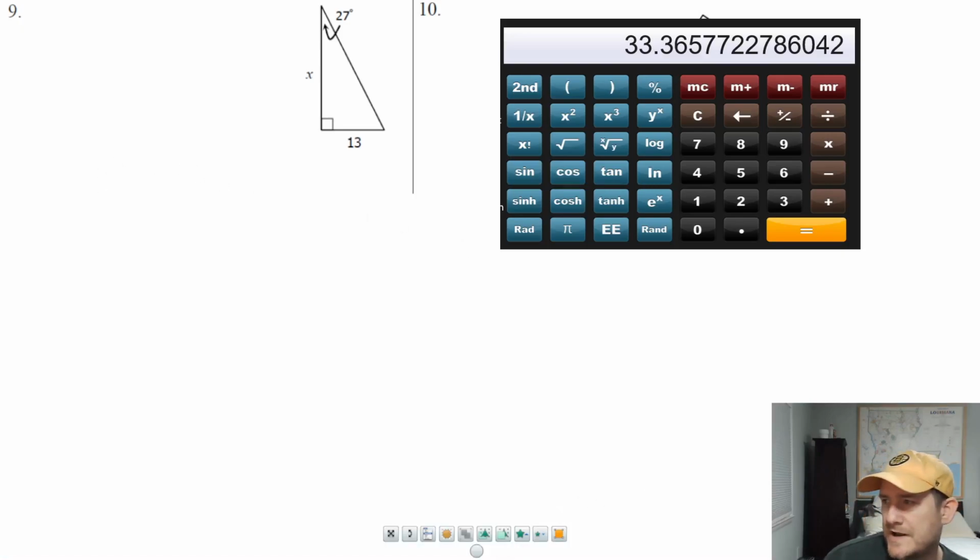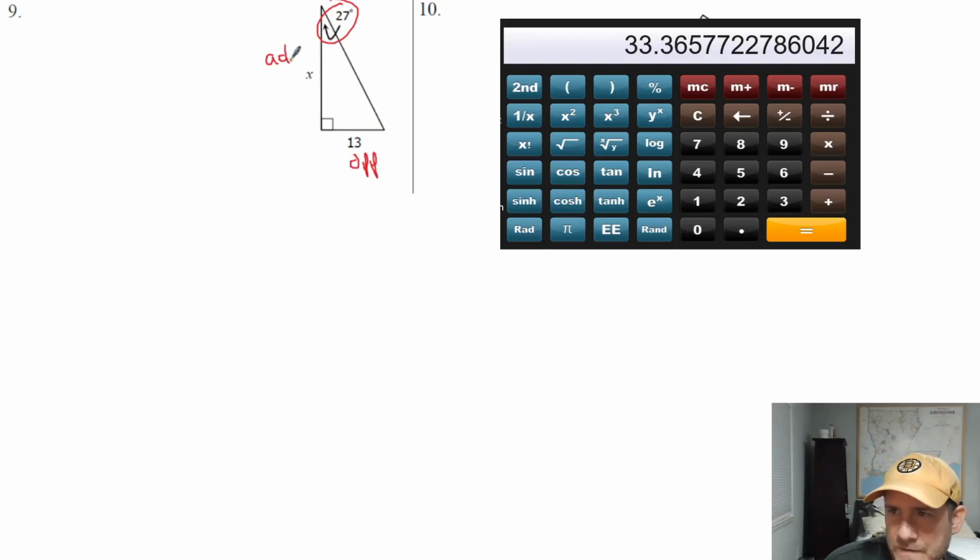Alright, so for number 9, again, mark the angle that you're really using. We're using this acute angle up top. That means the 13 down here is opposite. That means the x over here is adjacent. Since I'm working with opposite and adjacent, SOHCAHTOA, TOA says we want to do a tangent equation. We'll do the tangent of 27. We'll set it equal to 13 over x.